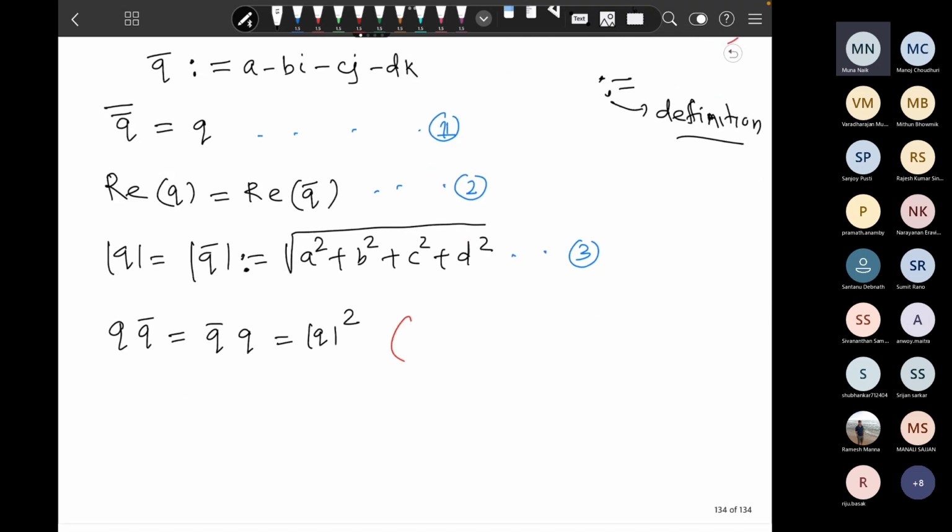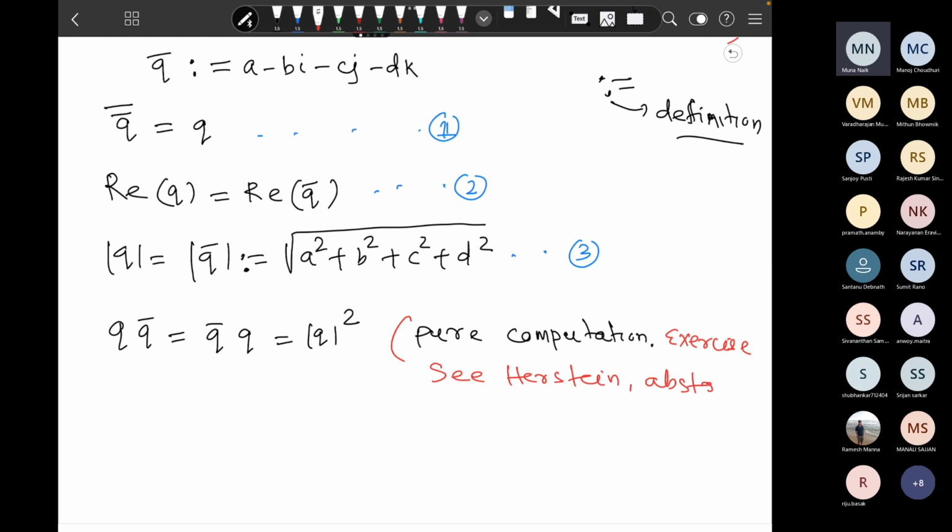So Q bar bar is Q. This is actually pure computation, and I will leave it as an exercise. Okay, so let us write this once more, Q bar Q. Let us call this property 4.